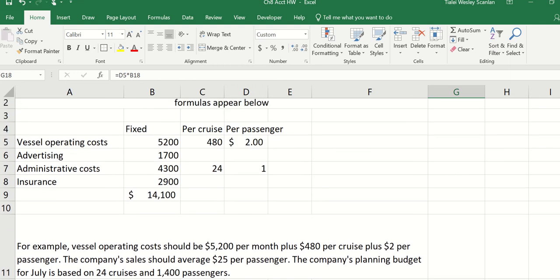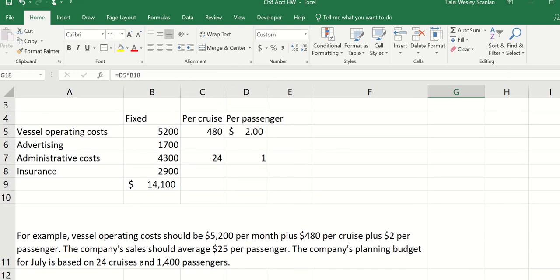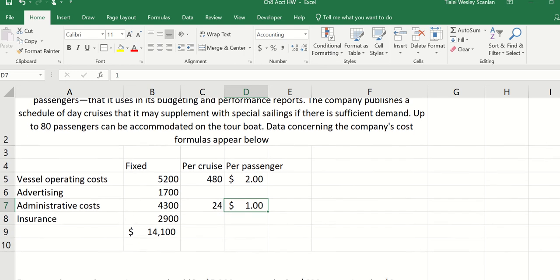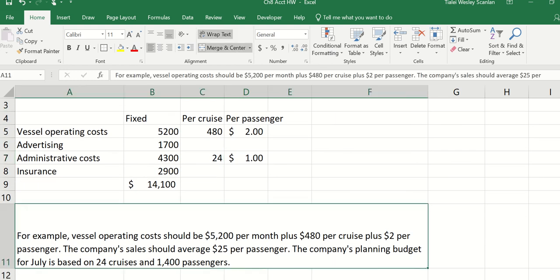So this is the kind of information that they give you, that there's fixed expenses and then there's variable expenses, but there's two different cost drivers, right? And so they can have 80 customers. They're on day tours on the coastal glaciers of Alaska, and the company publishes a schedule for the cruises, and this is their expenses.